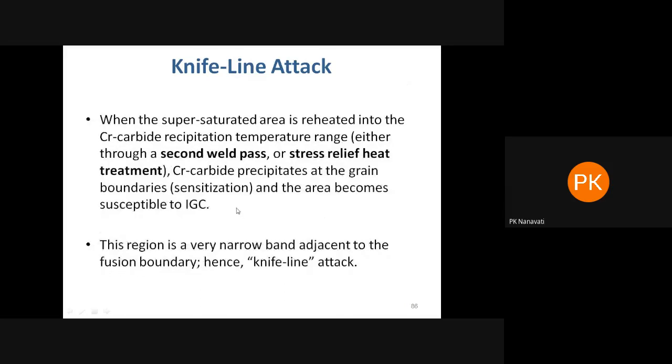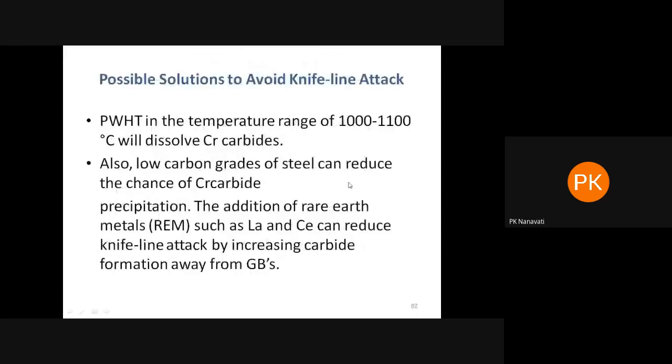So you have to avoid this attack. What you have to do is go for the stress relief heat treatment. If you go for stress relief heat treatment, again this chromium carbide precipitation will dissolve and go back into the solution, and you have some sufficient time. But provided you have fast cooling, from 1000 to 1100 degrees Celsius temperature, you have to go for quick cooling. So you should not provide sufficient time for chromium to combine with carbon, right? So this is the remedy for this knife line attack.